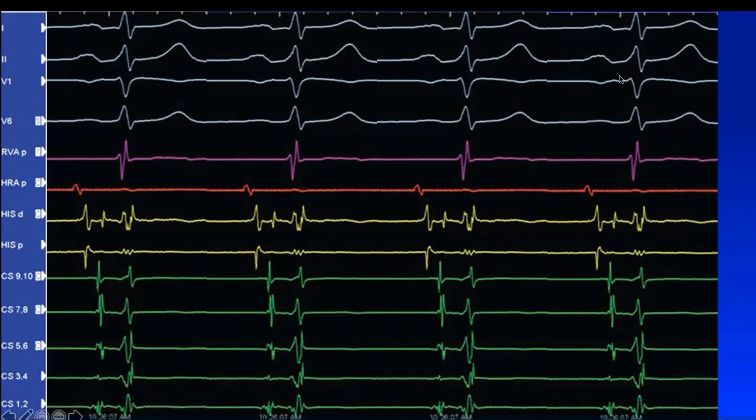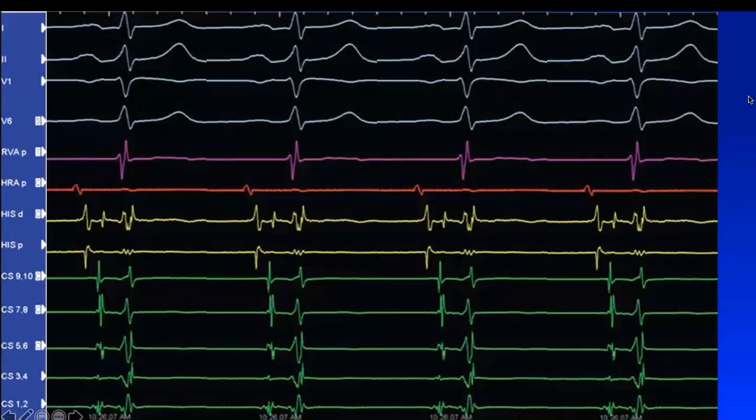So it looks narrow, I think. As you said, it's a narrow complex at a normal rate, with a positive P wave in 1 and 2, and more or less biphasic in V1. So that looks more like a sinus rhythm.